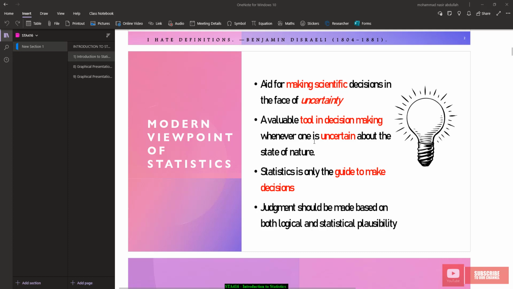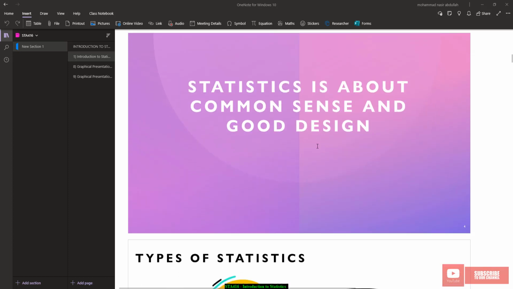So basically statistics is about common sense and good design, right? So how are we going to collect the data, and when we have already collected the data, how are we going to organize the data, from the raw data, how are we going to organize. And organize means how we are going to make the data readable, right? Macam mana nak baca data tu kan.